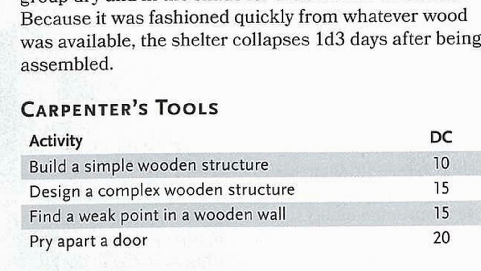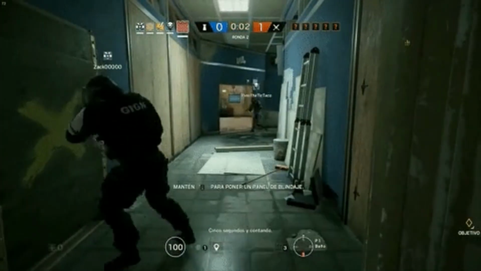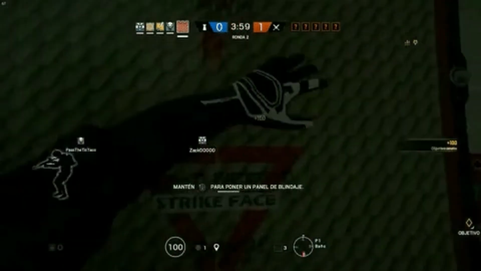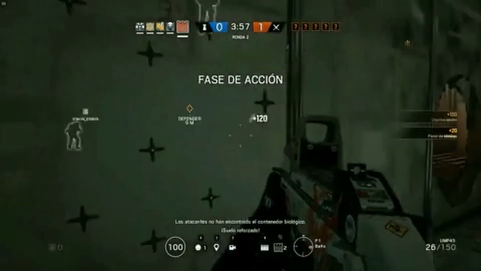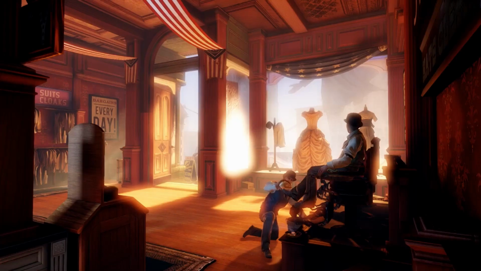As detailed on page 80 of Xanathar's Guide to Everything, fortify. With 1 minute of work and raw materials, you can make a wooden door or window harder to force open. Increase the DC needed to open it by 5. Now you can more accurately roleplay your favorite Rainbow Six Siege character in D&D. And all it takes is the use of some Carpenter's tools. Have you ever wanted this to be you?